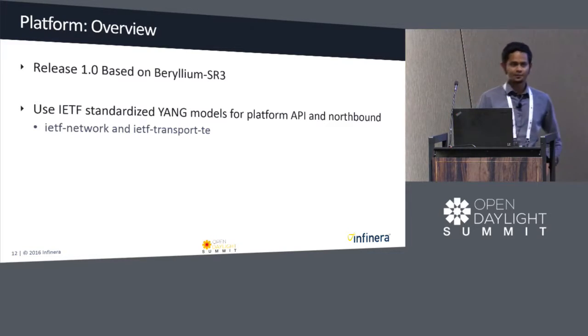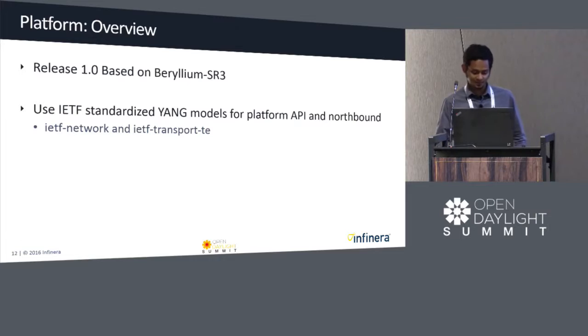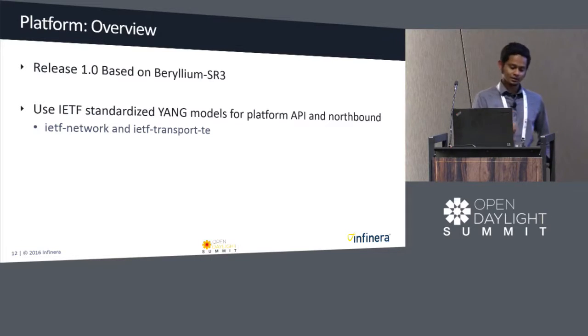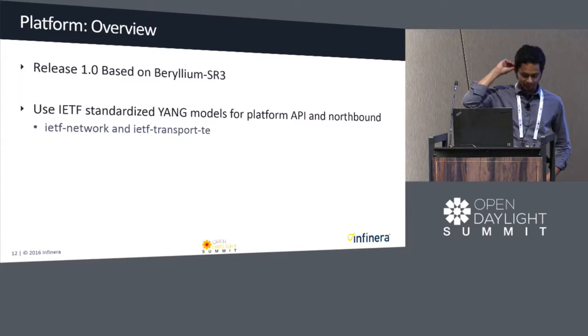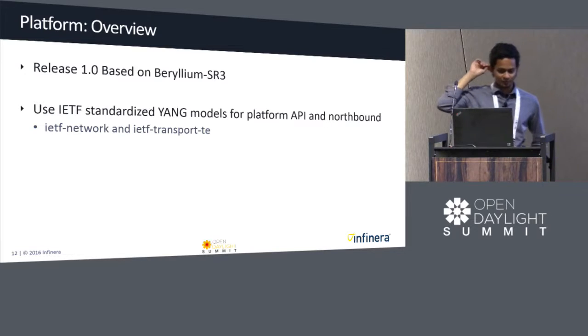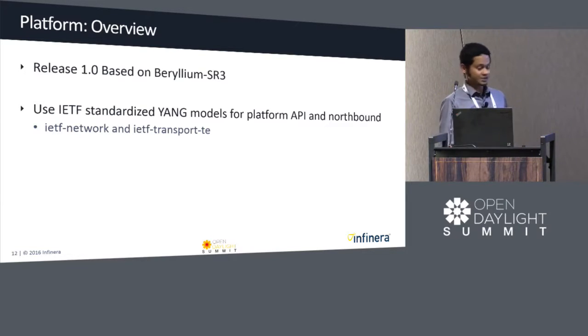And Beryllium SR3 compared to, I've personally, in the past 4 years, been experimenting, benchmarking and trying out releases starting all the way from Hydrogen. And I would say that Beryllium SR3 is fairly stable and usable. We've also been running this in a pilot deployment for several months, and it's been doing quite well.